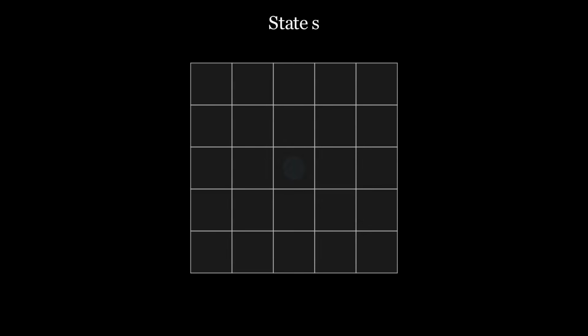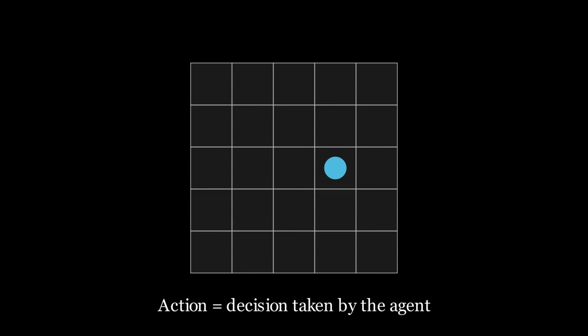The agent is in a state. Now it needs to decide what to do. It has choices. It can go up, down, left, or right. These choices are called actions. Each action is labeled A1, A2, A3, A4. In this grid, the actions correspond to directions. The agent picks one, say, go right, and it moves. In reinforcement learning, we write this as, in state S, the agent takes action A. An action is simply a decision the agent makes.